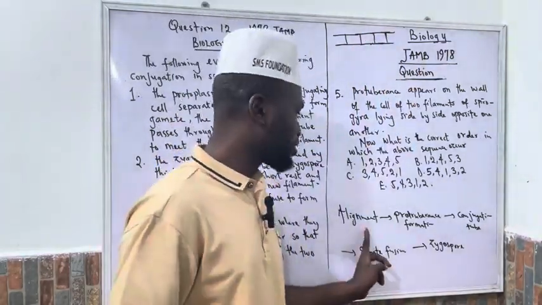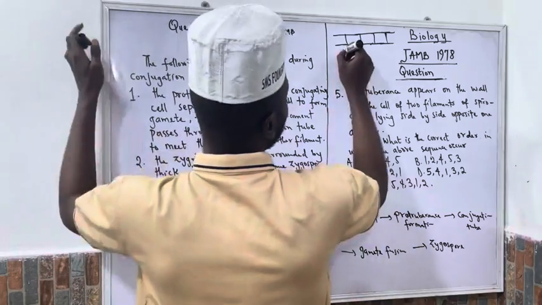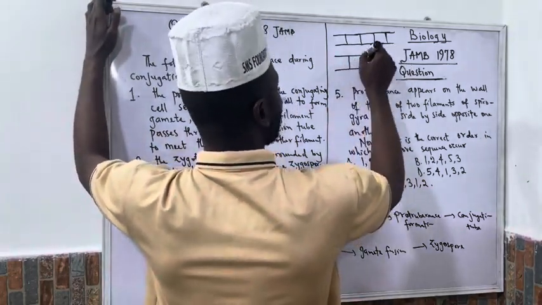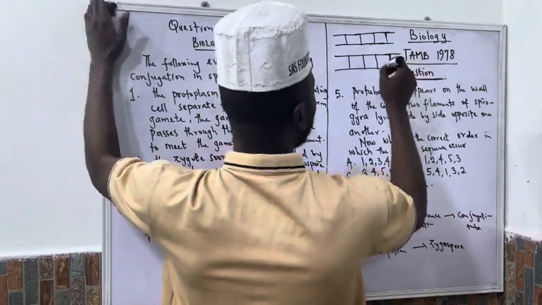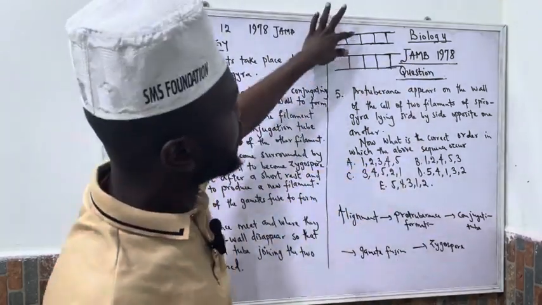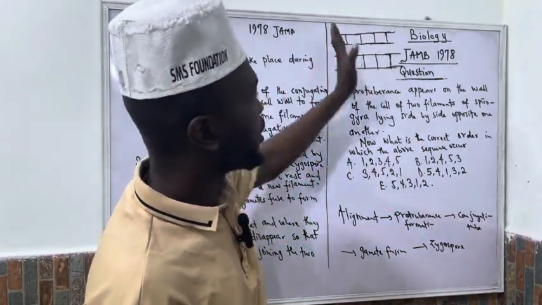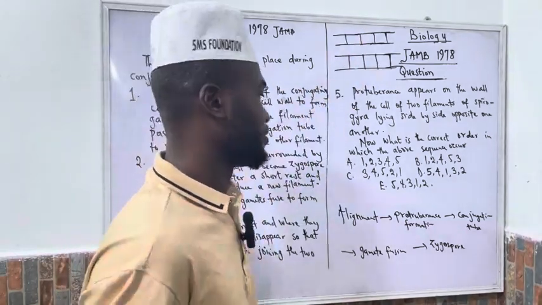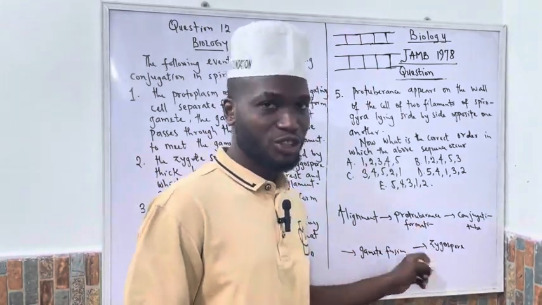Now, alignment means that 2 Spirogyra filaments will come side by side. Let me draw another Spirogyra filament. So this is another Spirogyra filament. They will align with each other, that is, each fragment of this will correspond to the other's fragment. So the corresponding fragments will come together. So the next one is protuberance formation.